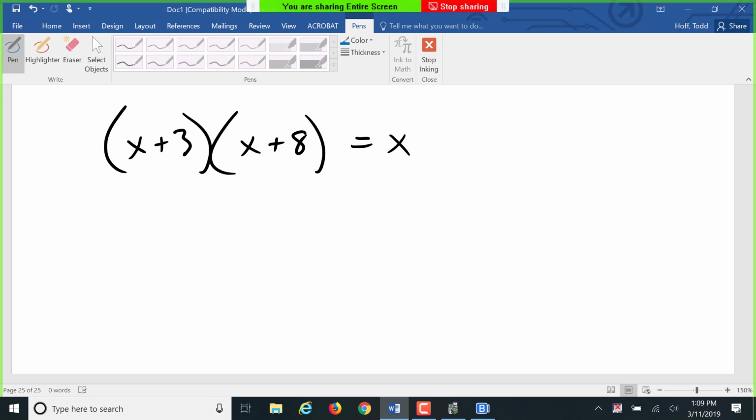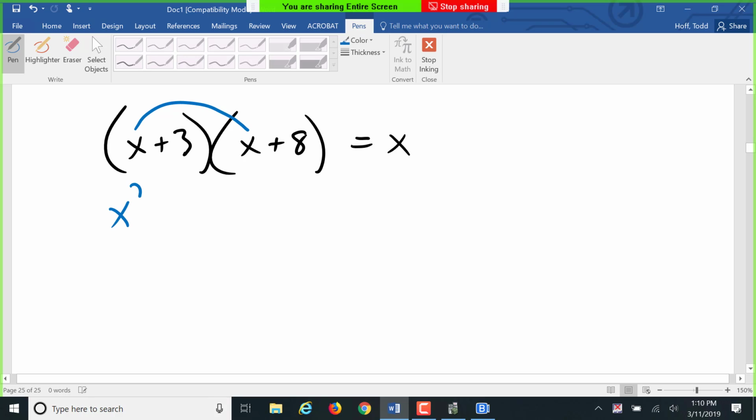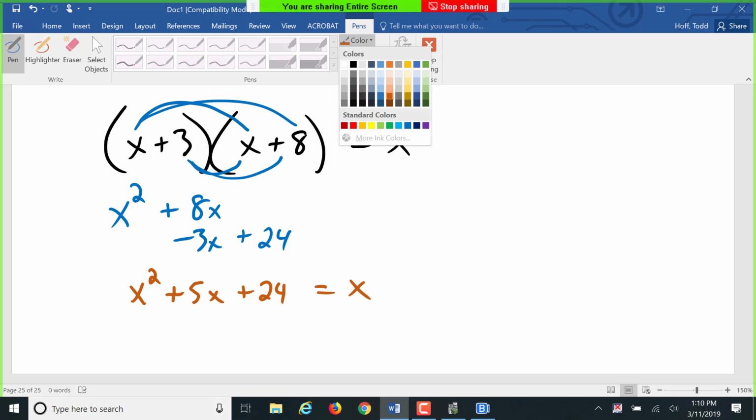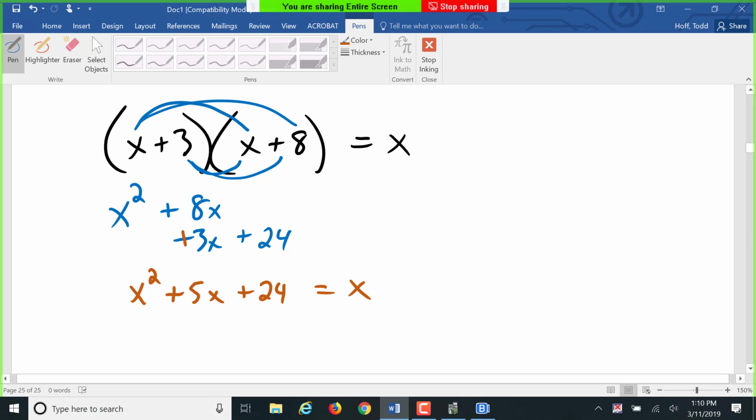We're going to have to, before we can subtract the x, we have to multiply it out. Good. So x times x is x squared. X times 8, 8x. 3 times x, 3x. And 3 times 8, 24. So this is x squared, 8 and negative 3 make plus 5x, plus 24 equals x. It's not, is it? That should be a plus 3. So that should be 11x. Thank you.